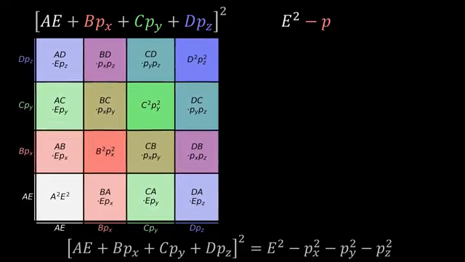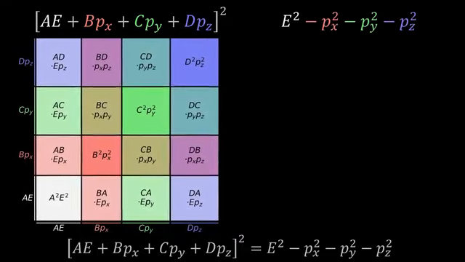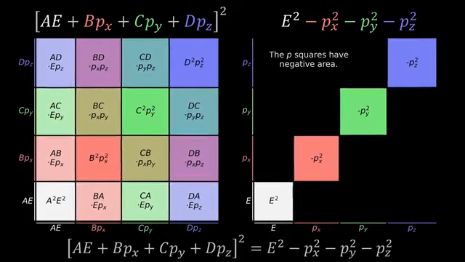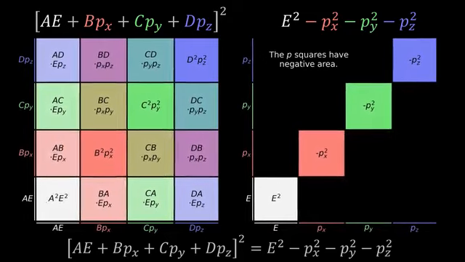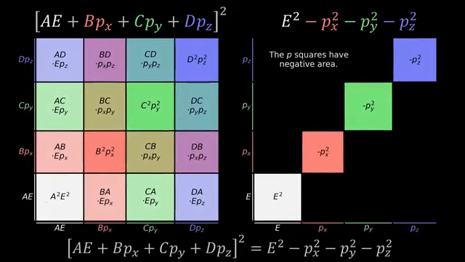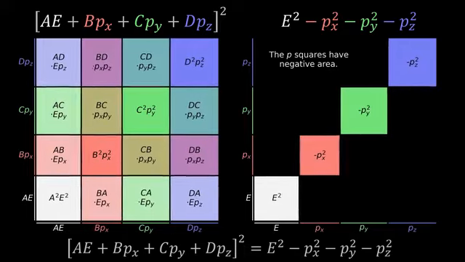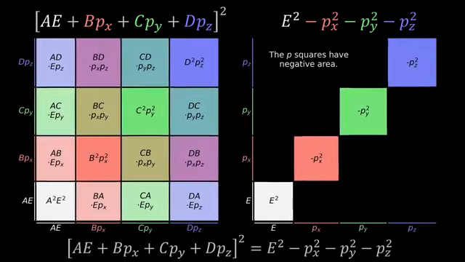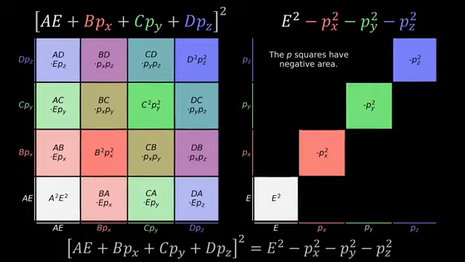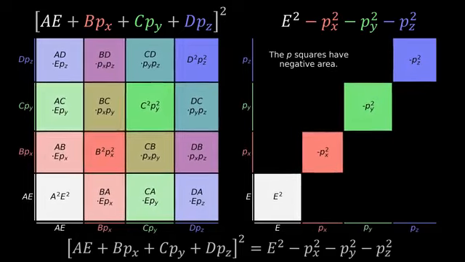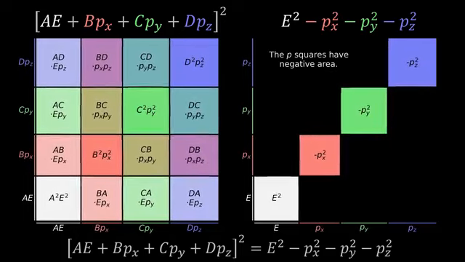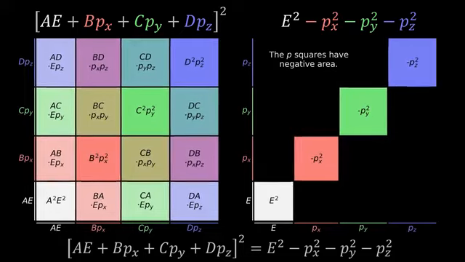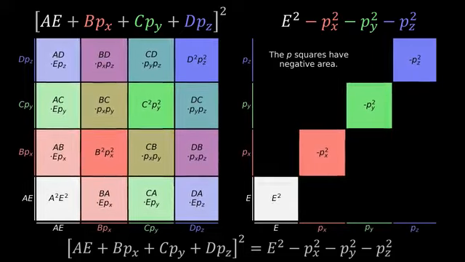Okay, so that is the left-hand side of that equation, and now let's go ahead and look at the right-hand side. When we look at the right-hand side of the equation, we have energy squared minus the momentum components squared, and I'm representing that with a very similar kind of diagram as before, but this time it's just the diagonal terms. It's just the terms where the components are squared with themselves. And also, the other thing we have to keep in mind is that the energy square is positive, but the momentum squares are negative because of the Minkowski metric.